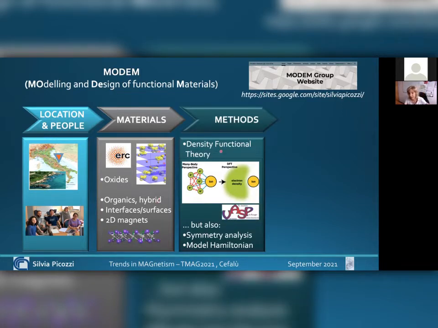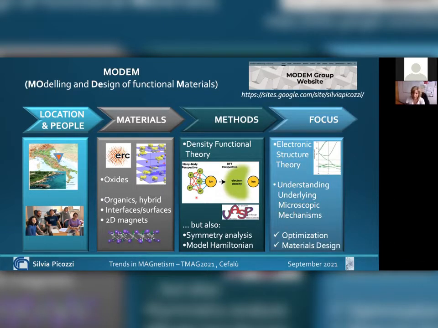We are basically a density functional theory group, which means we do first principles simulation. But we also benefit a lot from symmetry analysis and model Hamiltonian studies. So our expertise is to start from electronic structure theory, but then focus on the microscopic mechanism. We are really interested in understanding the origin of the phenomena that we actually see. And if we understand the microscopic mechanism, then of course we can optimize the effects for specific purposes, and eventually we can also do materials design.